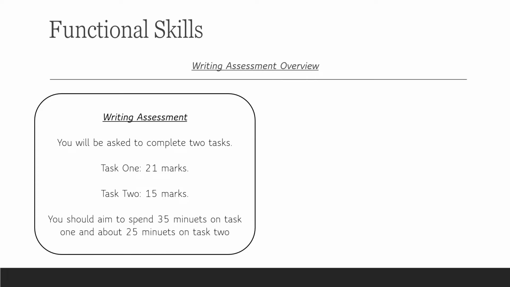Now what a lot of students struggle with is timing when they come to this exam, and the main thing to remember with this one is that you should aim to spend 35 minutes on task 1 and about 25 minutes on task 2. So just make sure that you're spending the appropriate amount of time for each question and the marks that are available.